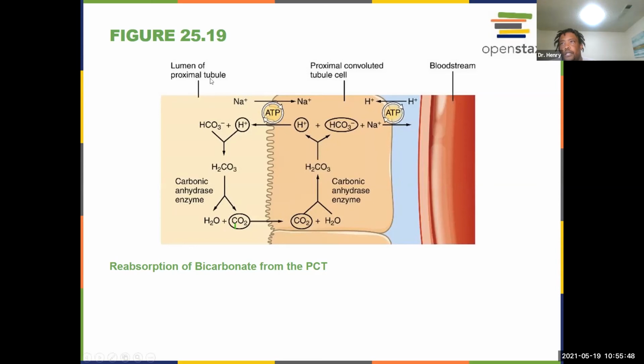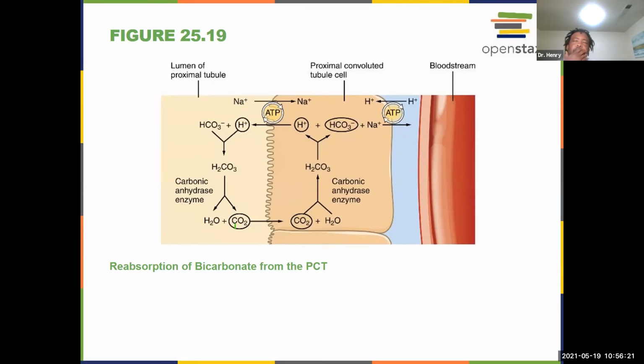So the lumen of the proximal tubule is going to be responsible for the absorption of the bicarbonate. We're going to get the bicarbonate, and then we're going to utilize the proton, the hydrogen ion, and we're going to make carbonic acid. Then that carbonic acid is going to be processed to water and carbon dioxide.